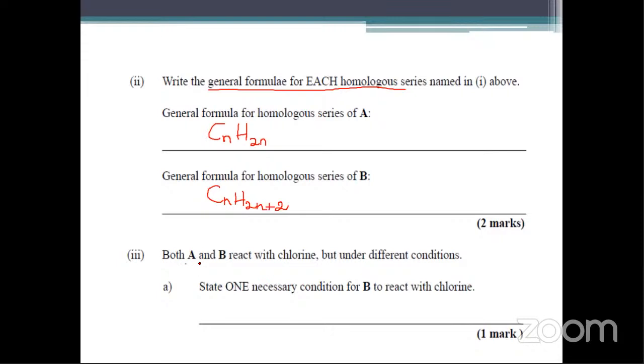All right, it says both A and B react with chlorine, but under different conditions. You remember we talked about conditions? State one necessary condition for the reaction for B, but I want you to tell me all 3. Remember we just spoke about halogenation. So tell me the conditions for halogenation.